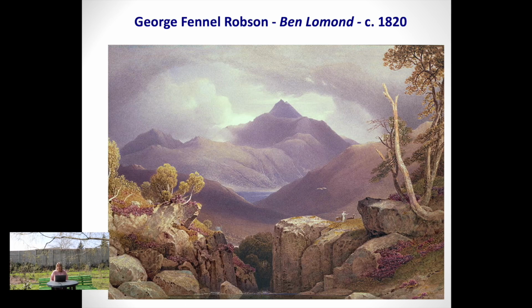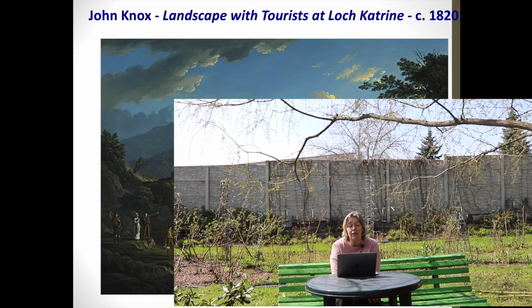Another one, George Fennell Robson. This is all in the first half of the 19th century, the height of Romanticism. Ben Lomond, one of the beautiful high mountains in Scotland. So we have a Scottish landscape, very wild and powerful. Another one, John Knox, landscape with tourists at Loch Katrine.